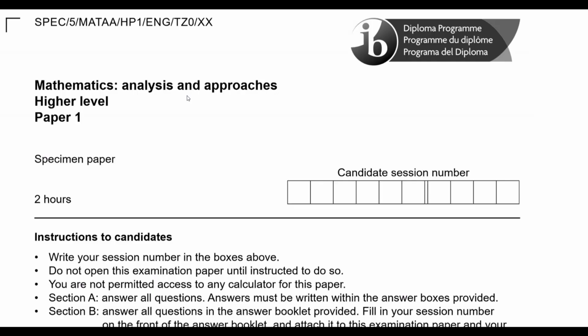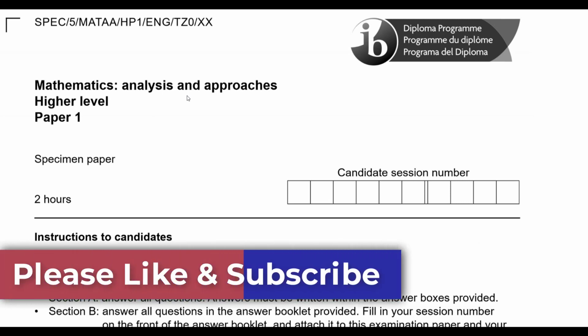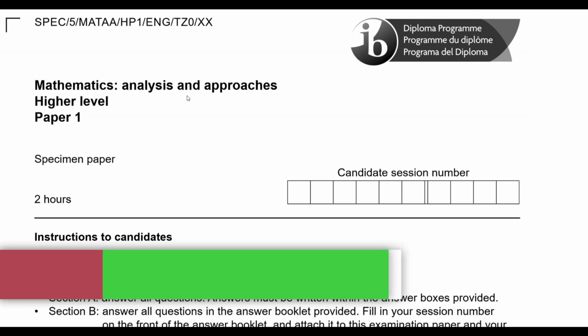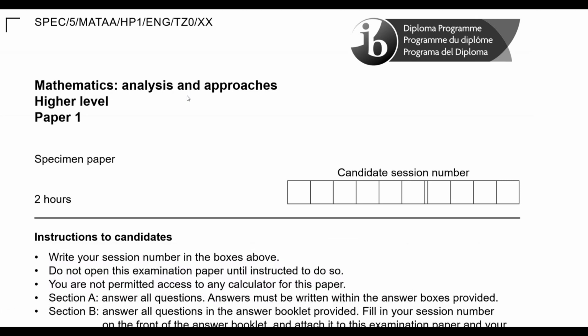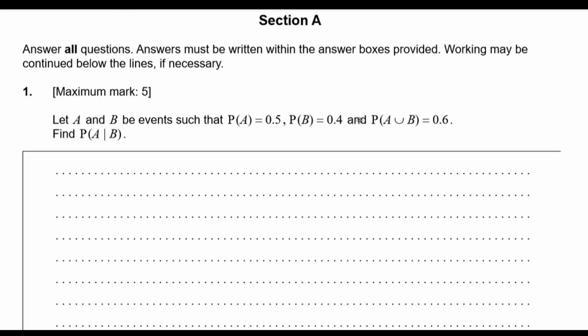Hello everyone. Today in this video we are going to discuss the solution of specimen paper 1 of Higher Level Mathematics: Analysis and Approaches. In this paper 1 GDC is not allowed, so we'll be doing it without GDC, but if it is required to show the scenario, I will use the GDC. It is 110 marks and 2 hours. So let's start the questions.